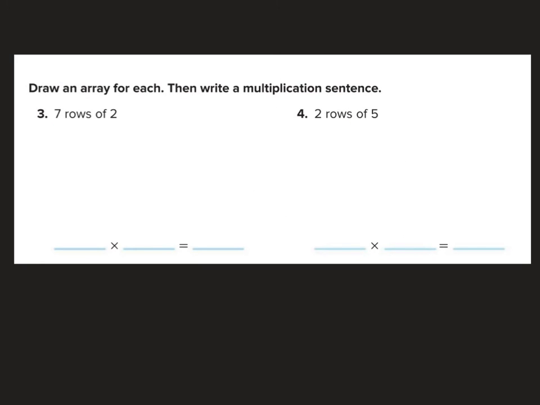Okay, I just wanted to do this so we can remember arrays. So we have 7 rows that have 2 in each row. 1, 2, 3, 4, 5, 6, 7. 7 rows, 2 in each row. That would be 7 times 2, right? And that is 2, 4, 6, 8, 10, 12, 14. That is 14.